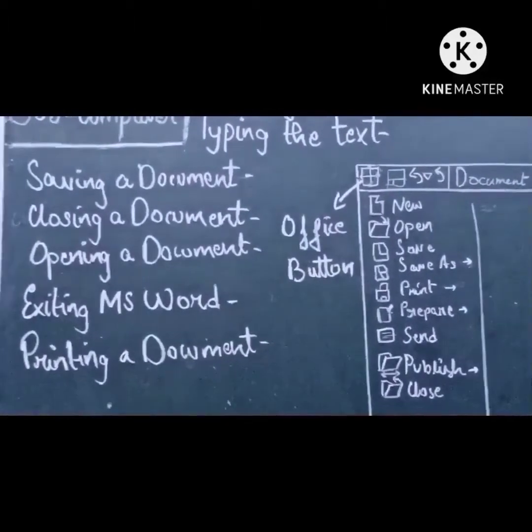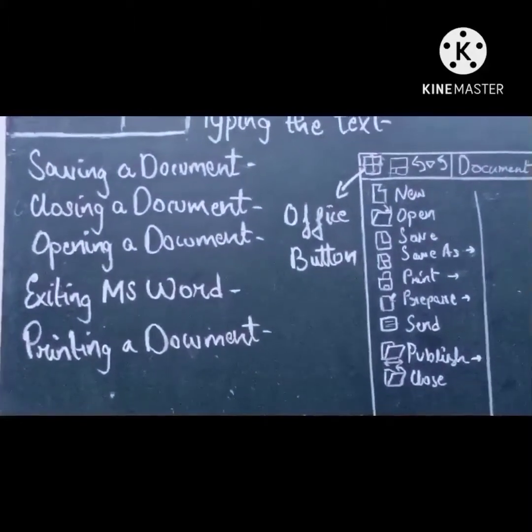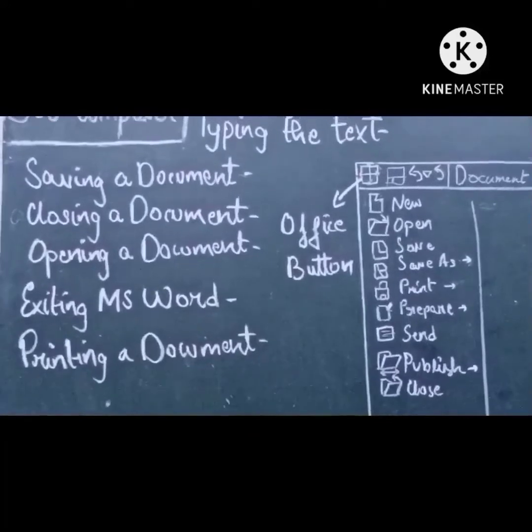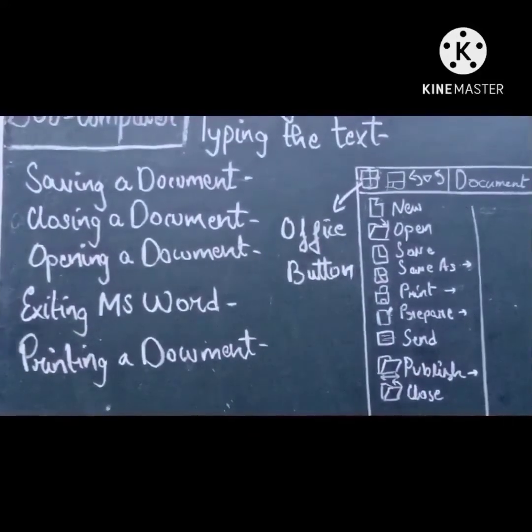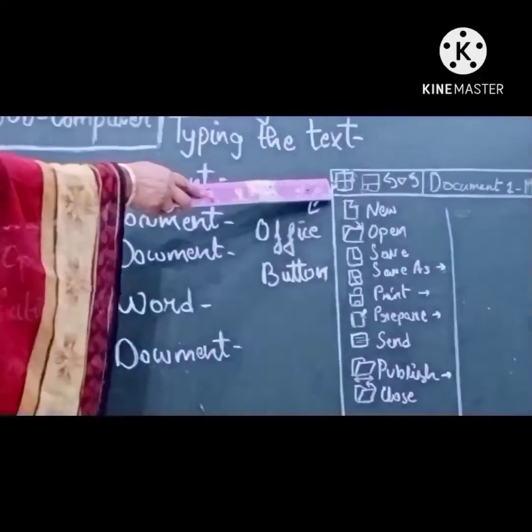Children, the next point is exiting MS Word. Children, once you have finished the work, you need to exit the MS Word application. So again you have to click on the Office button here, children.